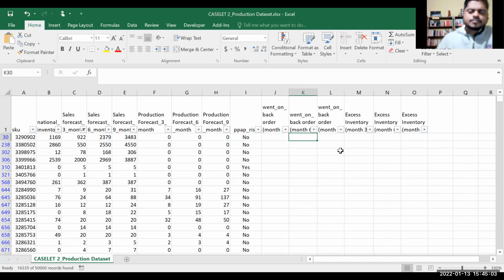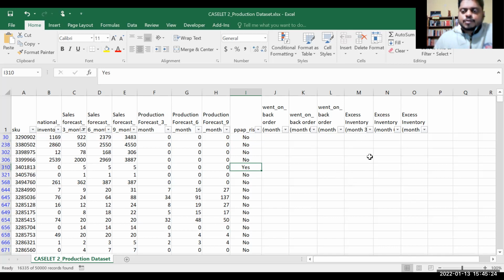Okay, so whether there is a risk in that, right? If you see for certain products, certain SKUs, there is a PPAP risk. If there is a PPAP risk, ideally we should not produce anything. So highlight those, right? Highlight those out of those 50 top items which have this kind of risk.